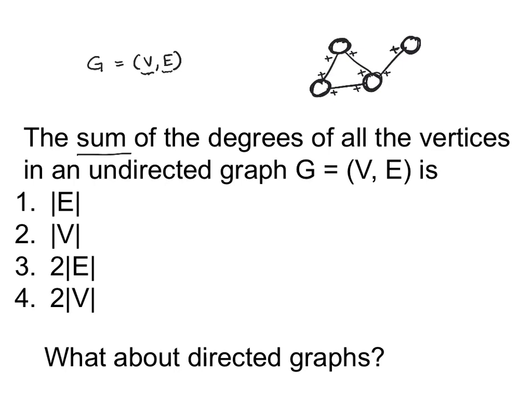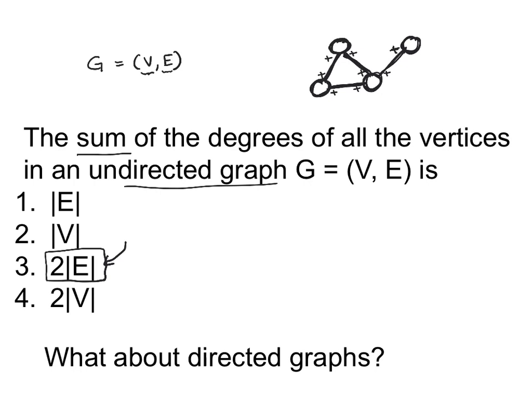Now if we add up the degrees of all the vertices in this graph, notice that each edge would be counted twice, once for each of its endpoints. So when we add up the degrees of all the vertices in an undirected graph, the answer is going to be twice the number of edges. This is an important result that we will keep encountering all through our study of graph algorithms.